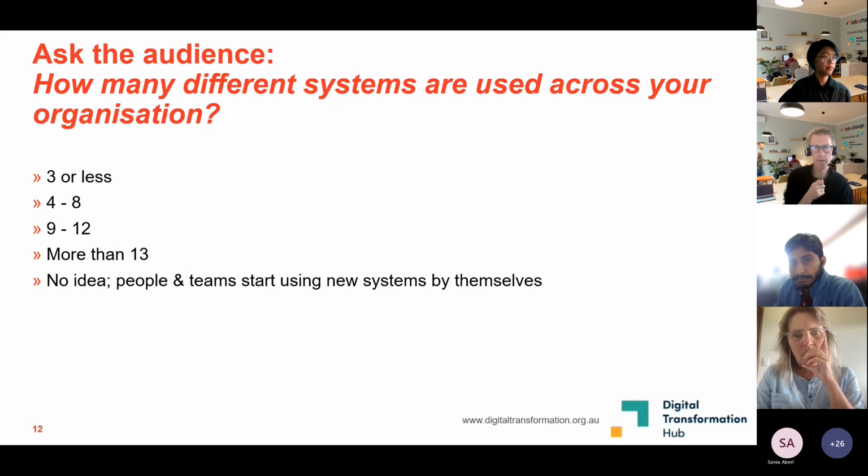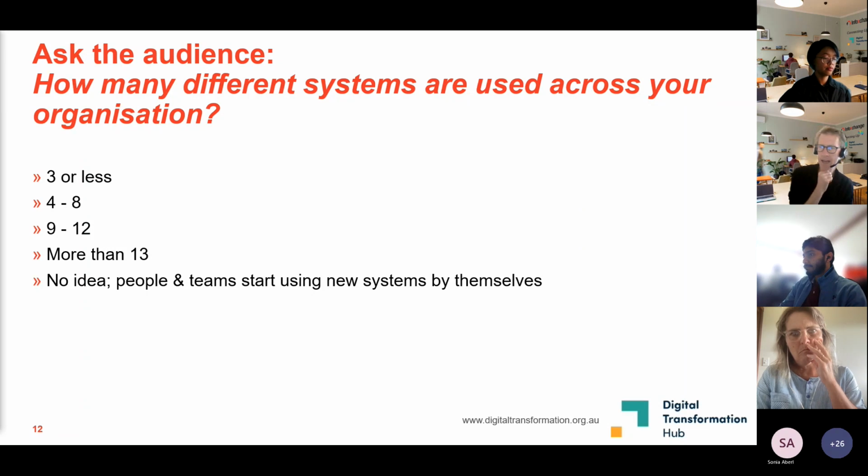And we work with a lot of non-profits that have challenges supporting their staff to use appropriate systems with good technology protections. And so that was where the "no idea" answer, where people and teams start using new systems by themselves, is often a challenge that we find.